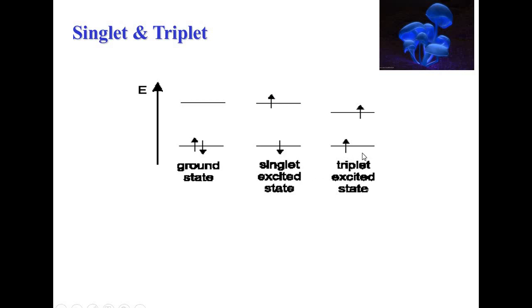The next important term is the triplet excited state, and this is a state in which the unpaired electron in the ground state has the same spin as that of the unpaired electron in the excited state, and this is known as triplet excited state.